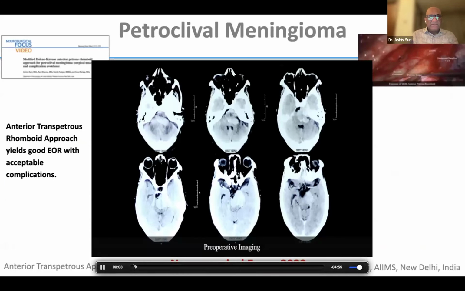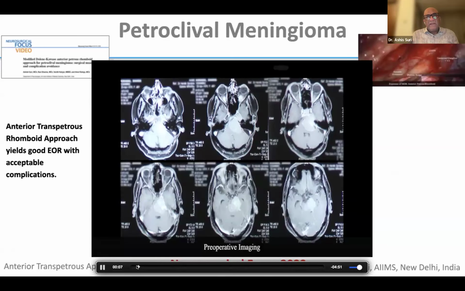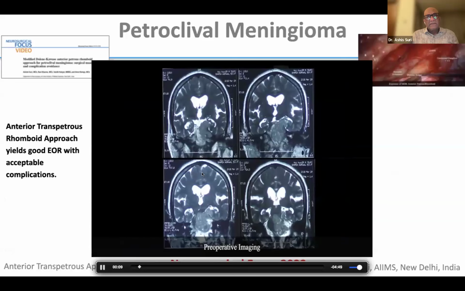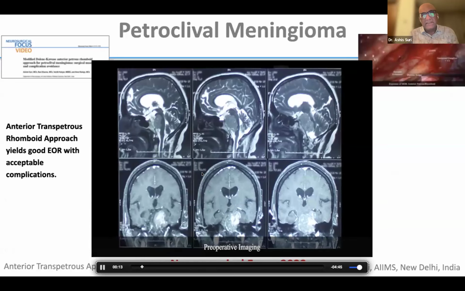Petroclival meningiomas are the most common pathologies that we treat by this approach. So this is a redo surgery. That surgery had been done by a retrosigmoid approach at another center.